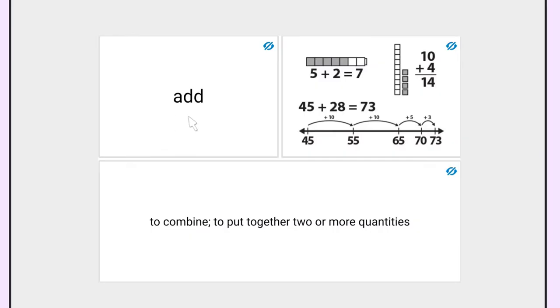Our first vocabulary word, add, is to combine or to put together two or more quantities. So over here in our visual, we can see 5 plus 2 is equal to 7. 5 gray blocks plus 2 white blocks is equal to 7. Over here, we see 10 white blocks plus 4 gray blocks is equal to 14 blocks altogether. And this is shown on a number line. 45 plus 10 is equal to 55, plus another 10 is equal to 65, plus 5 is equal to 70, and plus 3 is equal to 73. So 45 plus 28 is equal to 73.